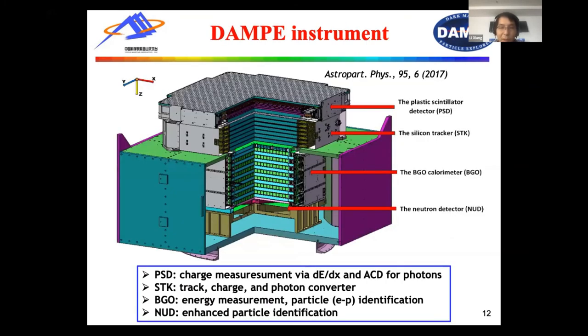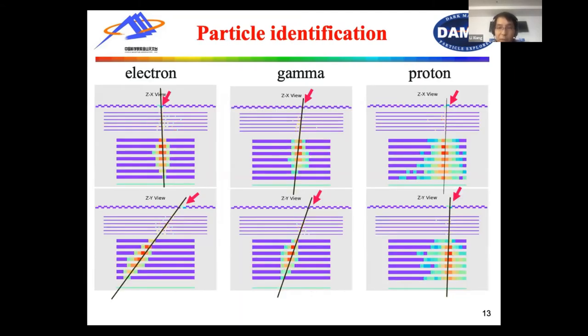gamma ray astronomy. A DAMPE detector is made up of four sub-detectors: the plastic scintillator detector at the top, the silicon tracker, the BGO calorimeter, and the neutron detector. They measure different physical properties of the particles of interest, and some properties are cross-measured. Generally speaking, we use the calorimeter to measure the energy first and distinguish nuclei and leptons, and then use the PSD on the top, which is a charge detector, to distinguish whether a particle is charged or not. Hence, we pick up the electrons or gamma rays, which play a very important role in dark matter indirect detection.